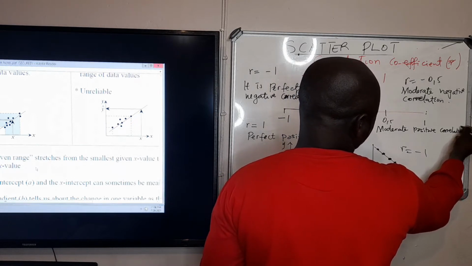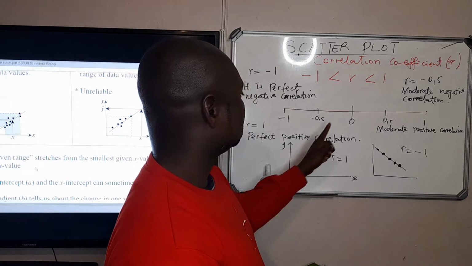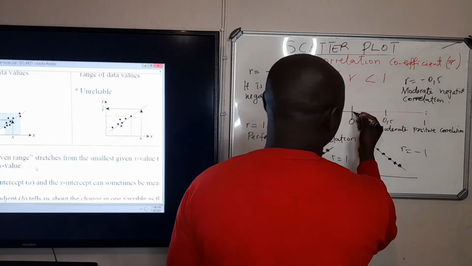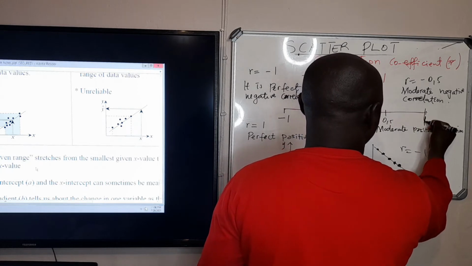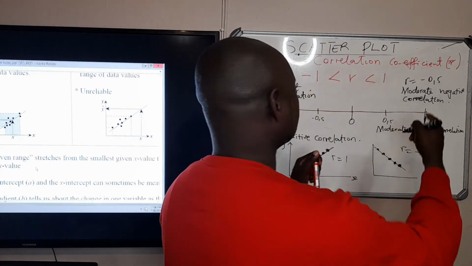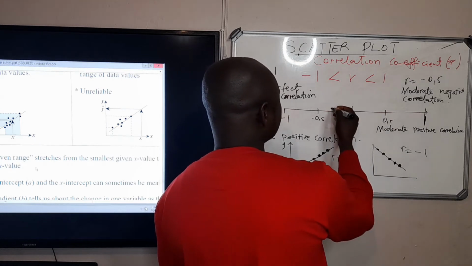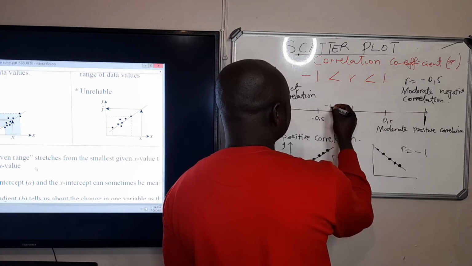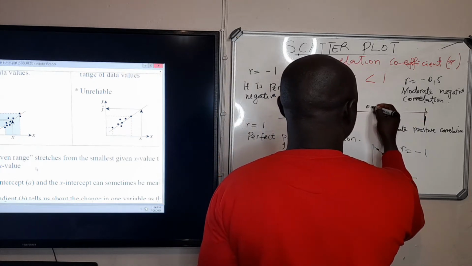That is how you write it. Now let's say before then, from 0 on the number line, I said it ends at 1. Okay, negative 1 to 1. From 0, let's say you calculated your R and your R is 0,4. Negative 0,4. And then here is 0,4.